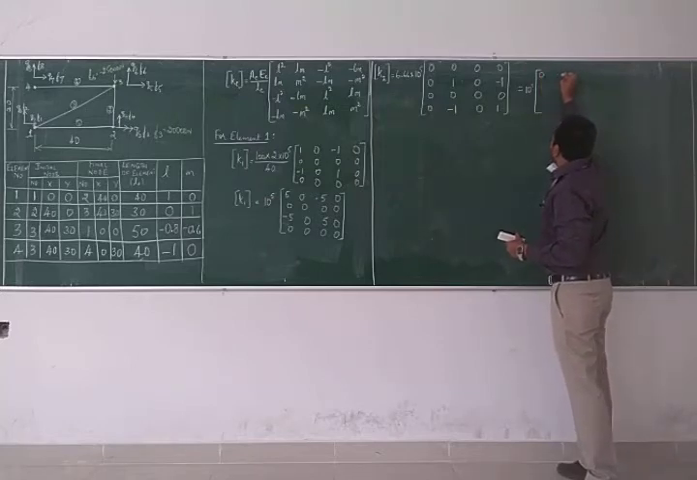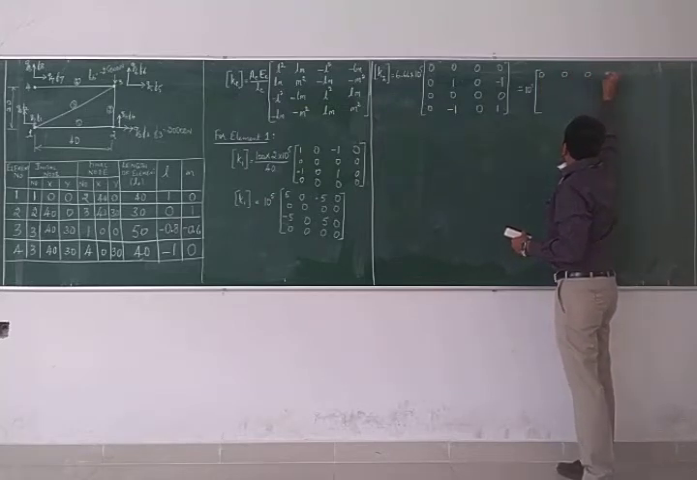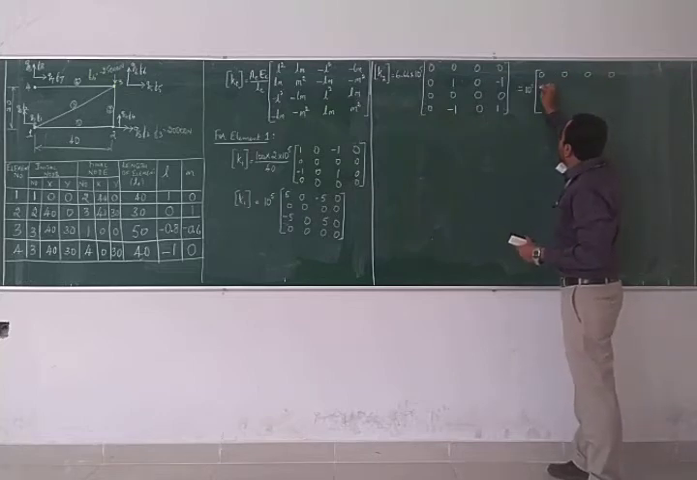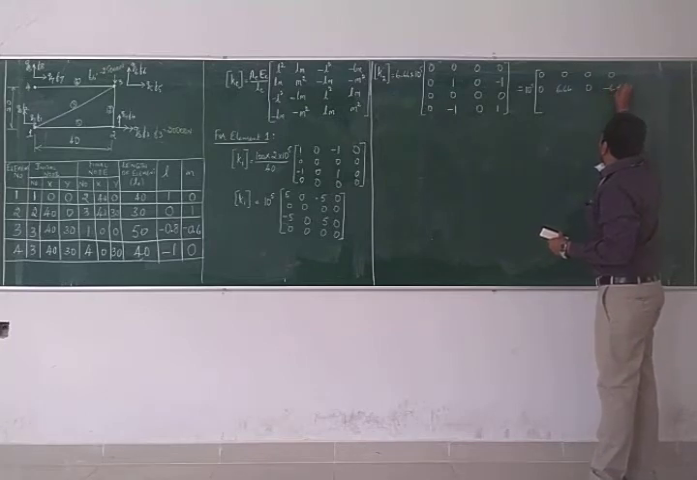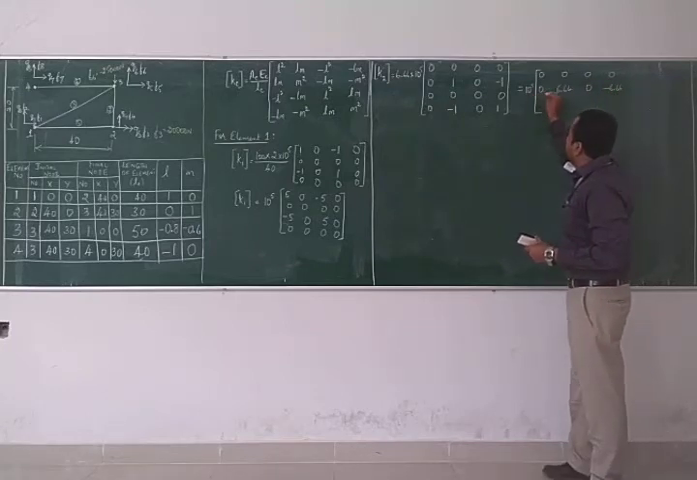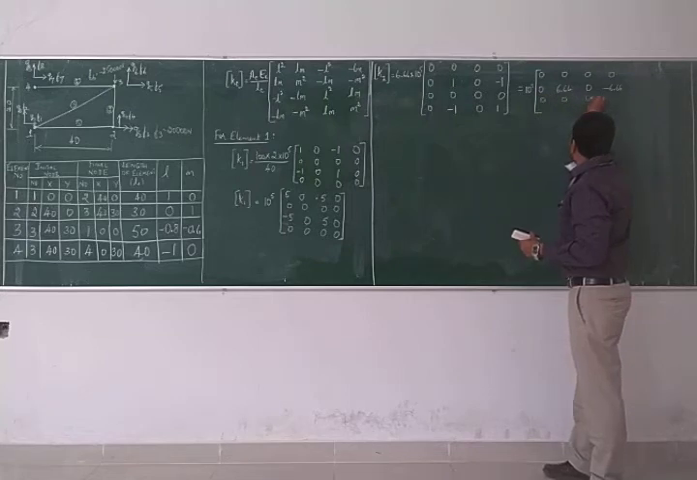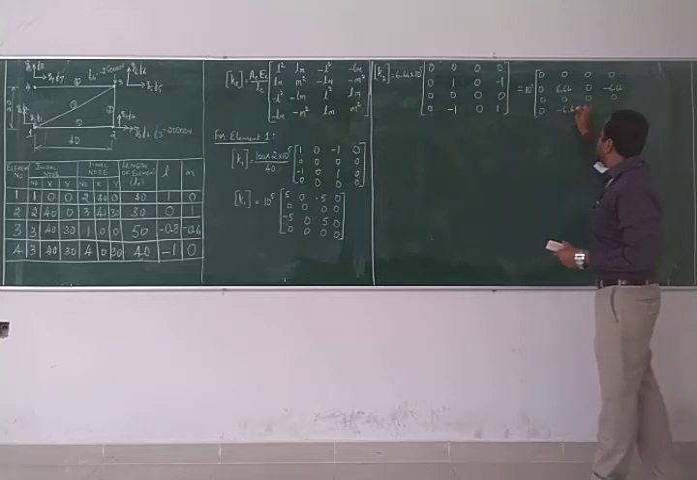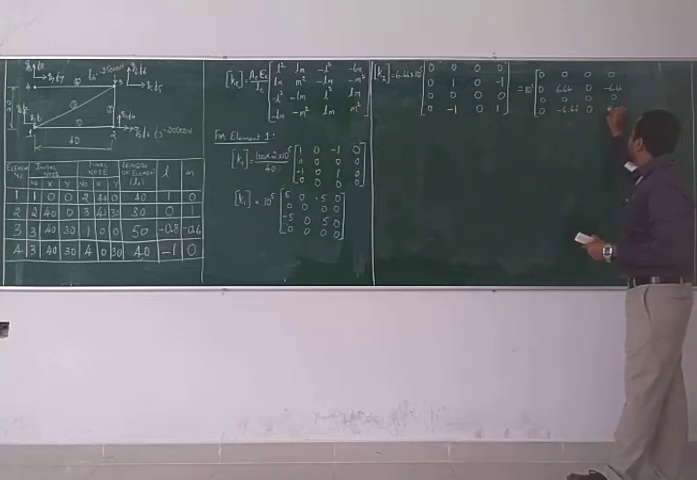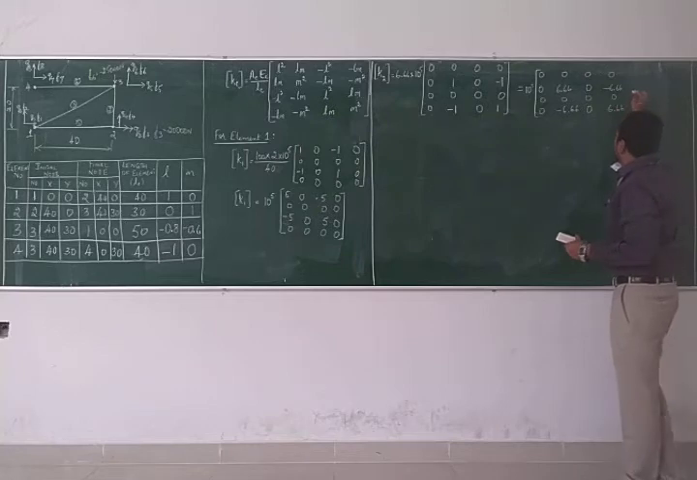0, 0, 0, 0, 0, 6.66, 0, minus 6.66, 4 zeros, followed by 0, minus 6.66, 0 and 6.66.